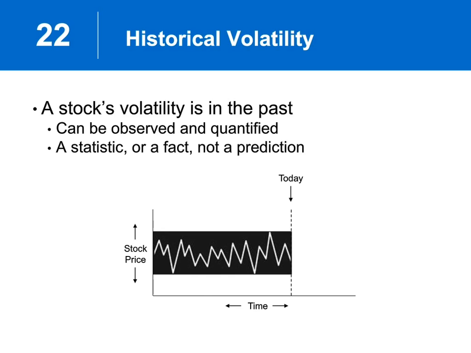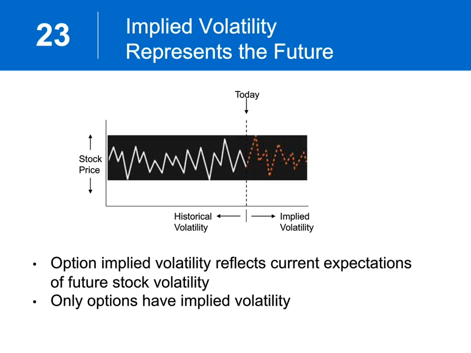Now, on the option side, and only options have implied volatility, it is representing the future. It is the market's expectation for how much that underlying will move going forward. Now, the great thing about implied volatility, or one of the cool things, is that sometimes that forecast of future movement is right, and other times it isn't.